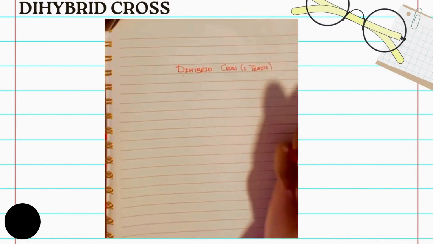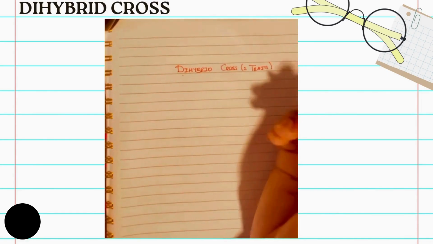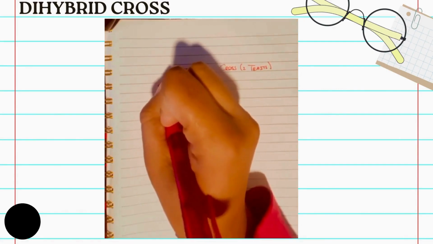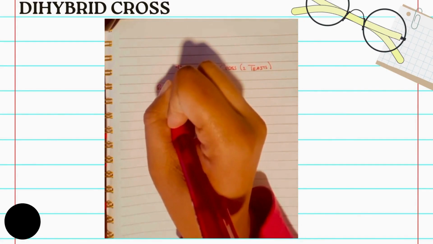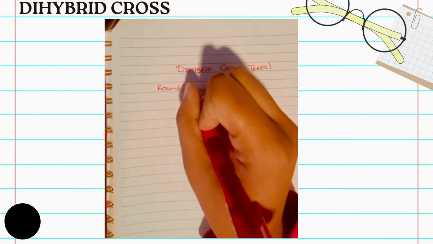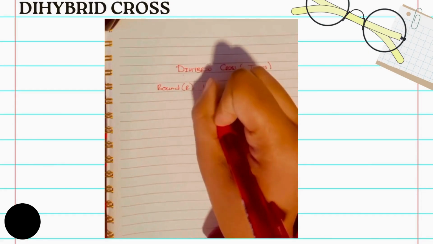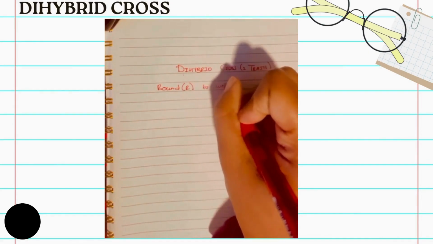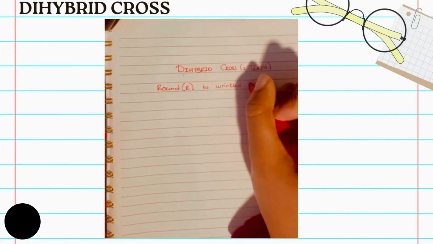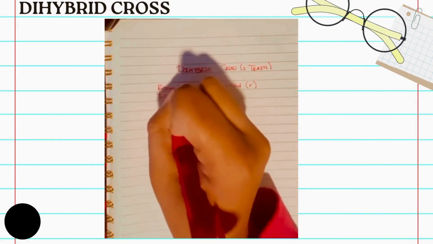A dihybrid cross is very complex. I'm going to try to break it down as easily as possible for you guys to understand. For a dihybrid cross, we're going to be looking at 2 traits. For example, in this cross, we're going to be looking at apples. The capital R is going to code for round, and the small r is going to code for wrinkled. So here we have 2 alleles.